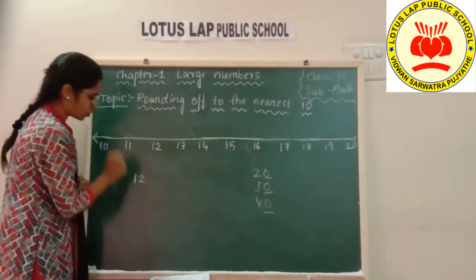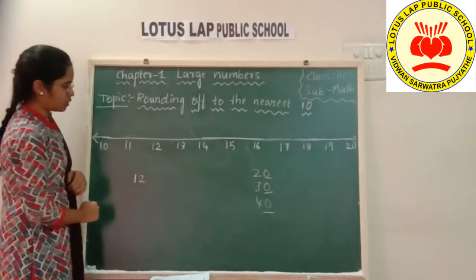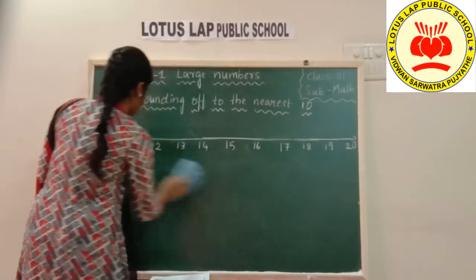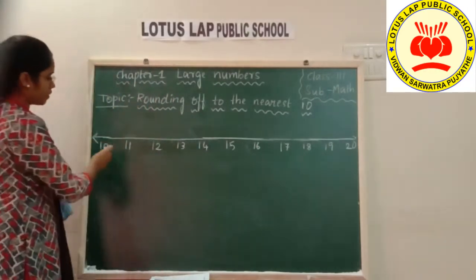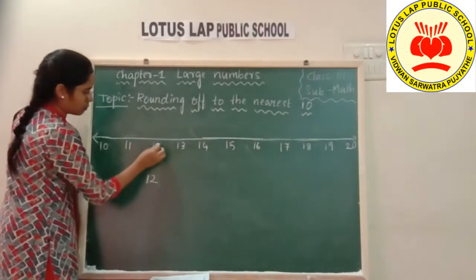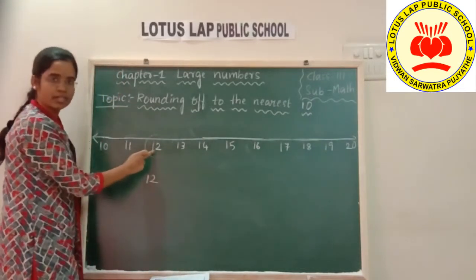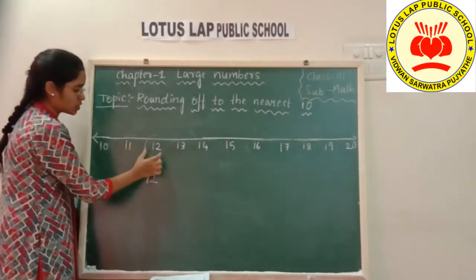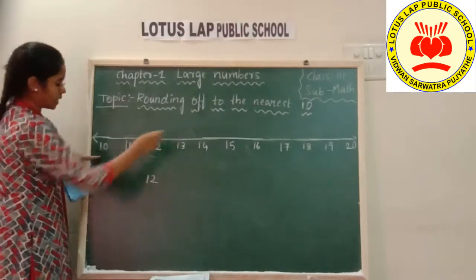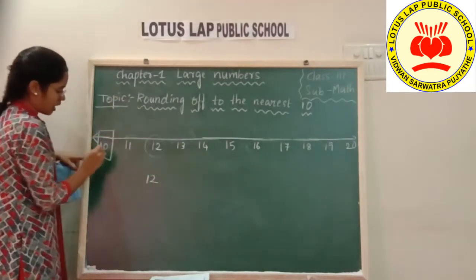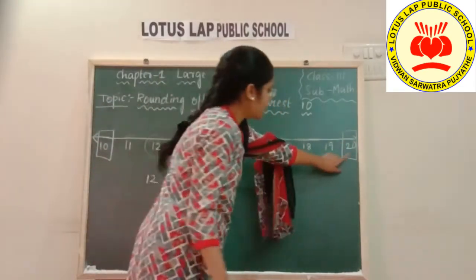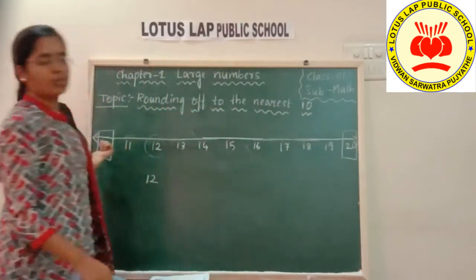So this 12 I want to round off, but the 12 is between. Here you can see a number line, children. On this number line I have given a few numbers from 10 to 20. I want to round off the number 12. So 12 is here. To make an approximate value for 12, which number do I need to choose? It is between two tens. One value is 10 and the other tens value is 20, children. To which number do I need to round off?